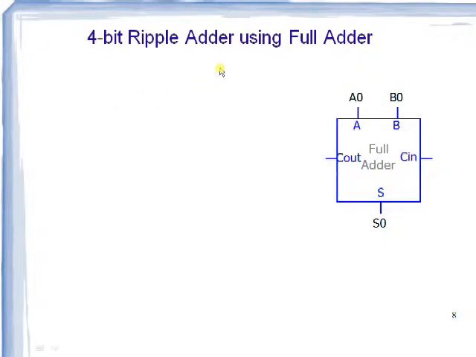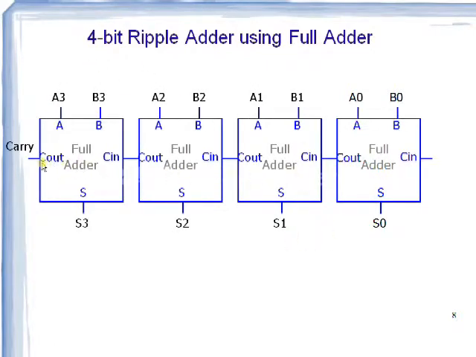So, a 4-bit ripple adder using full adders. Here this one full adder will be performing the addition between A, B and C in. But we need to perform 4-bit addition, therefore we require totally 4 full adder circuits which are connected in a cascading fashion. Here the C out of the 0th full adder is given as an input to the first full adder stage, the C out of the first stage is given as an input to the second stage, and the C out of the second stage is given as an input to the third stage.